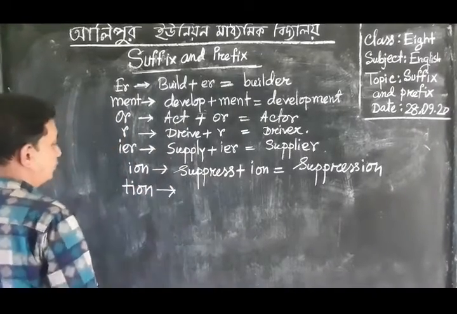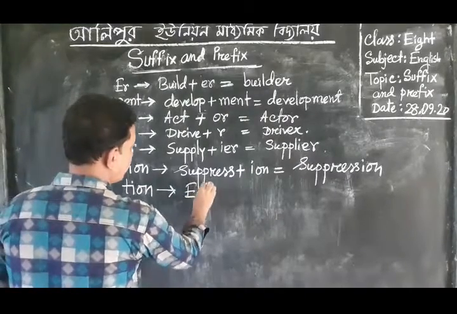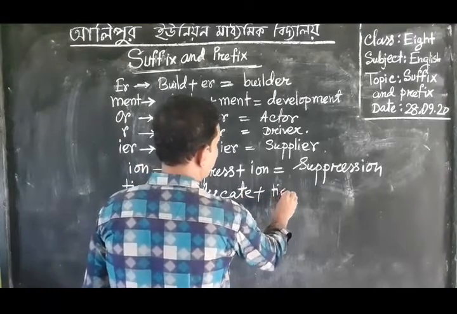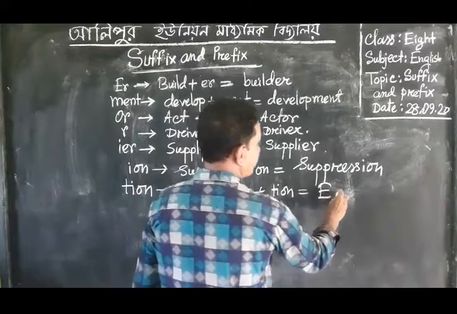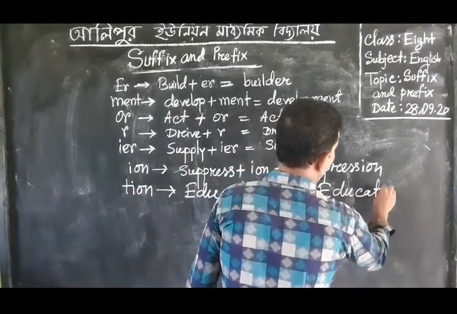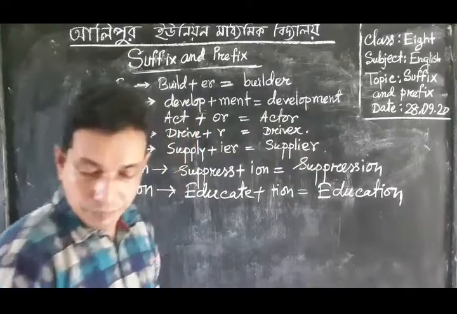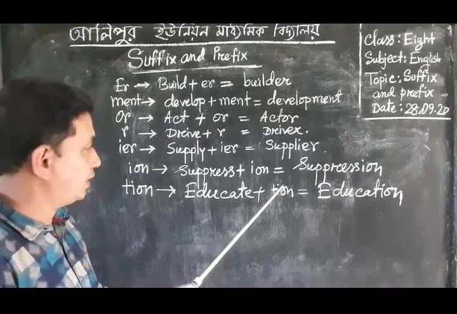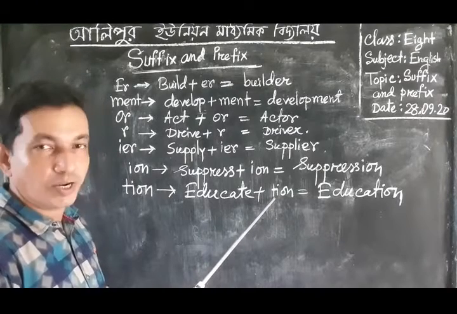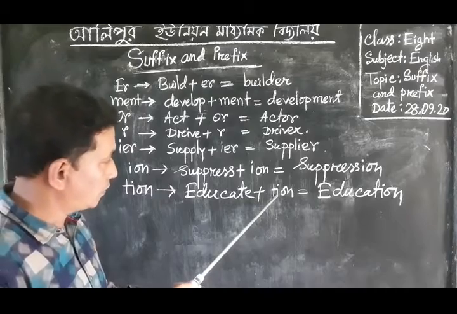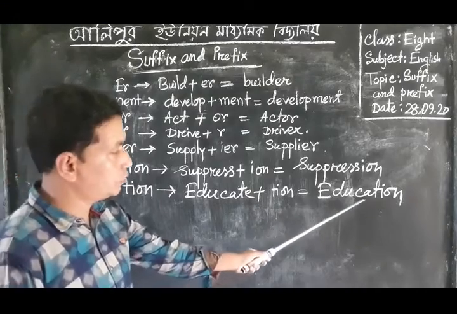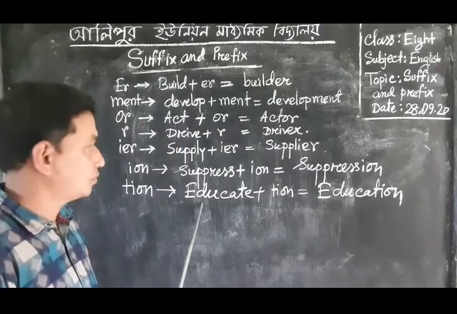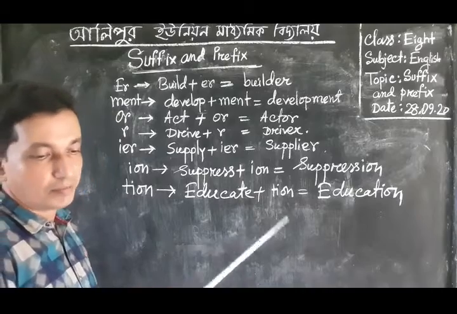"-tion", such as education. Dear learners, have a look on the blackboard. Educate is a verb, and at the end of educate we have added "-tion", and the new word is education. Education is a noun, and educate is a verb. So "-tion" here is a suffix.